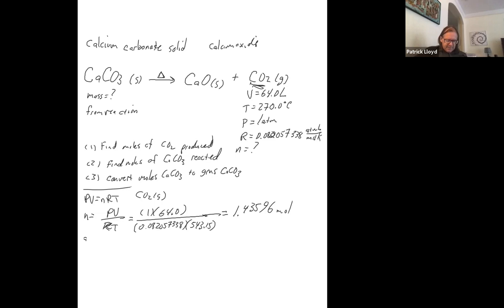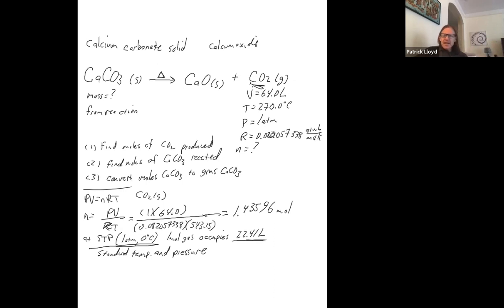So at STP, which is 1 atmosphere and 0 degrees C, 1 mole of a gas occupies 22.41 liters. That's a number to remember, 22.41 liters. STP stands for standard temperature and pressure. And standard temperature and pressure is 1 atmosphere of pressure and 0 degrees, or 273.15 Kelvin.